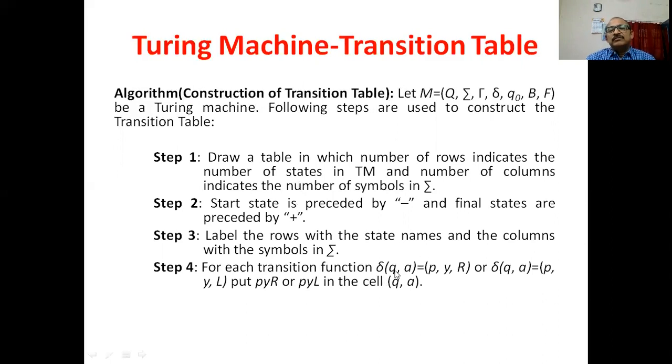For each transition function, delta(Q, A) = (P, Y, R) means the machine in state Q, with input A, moves to P, replaces this A by Y and moves in the right direction R. Another is delta(Q, A) = (P, Y, L). In the case delta(Q, A) = (P, Y, R), we write P followed by Y followed by R into the table at row Q and column A. Means we write PYR in row Q and column A. Here we write PYL into row Q and column A. Okay. Is it clear?